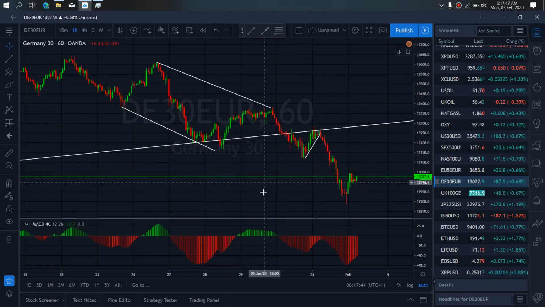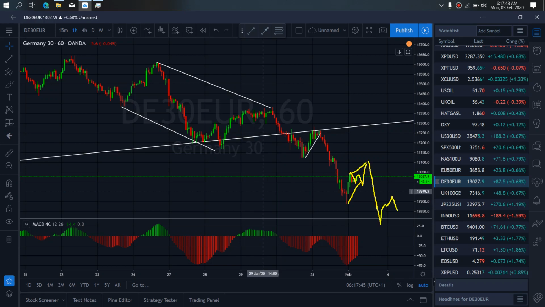So if we zoom to the 1 hour time frame, we want to watch out. At present, this is a flat for one more retest, to make this big flat and then drop down. We are looking for sales setups on German 30. Sales is what we are looking for this week.